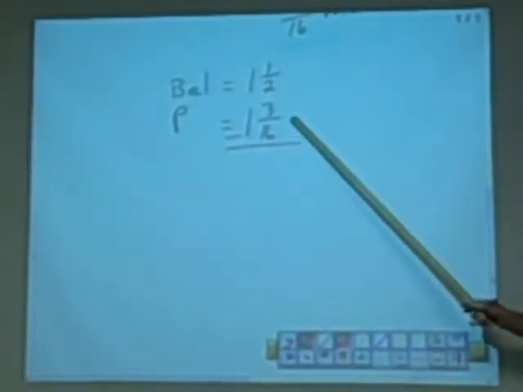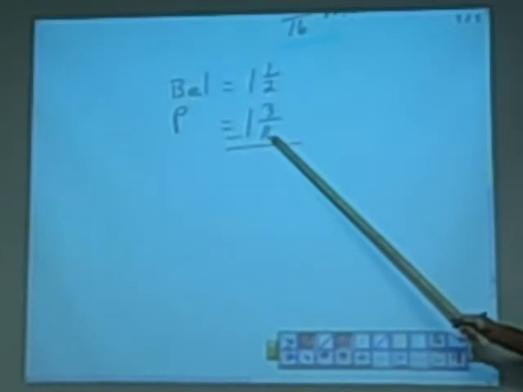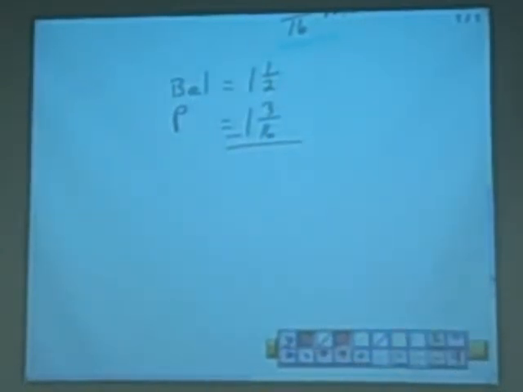The common denominator is going to be 16, right? So what do we need to multiply the 1/2 by? 8. Right, because 2 times 8 is 16. So we're just going to multiply by 8 like that, and the 1 too. Yeah, and 8 over 8, right?